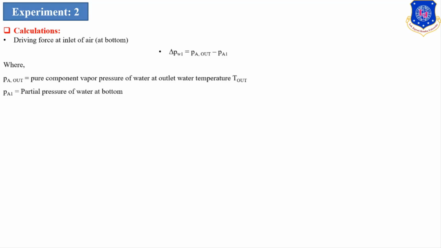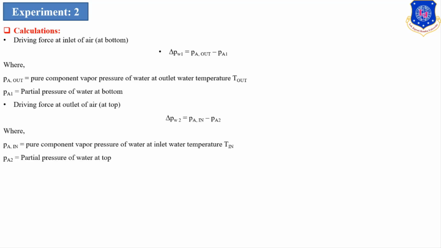After this, we can calculate the driving force at inlet of the air at the bottom, that is PW1, which is equal to PA out minus PA1. Here PA out will be the pure component vapor pressure of water at the outlet water temperature, that is T out, and PA1 will be the partial pressure of the water at the bottom. The driving force of the outlet air at the top will be PW2, equal to PA in minus PA2, where PA in will be the pure component vapor pressure of water at inlet temperature T in, and PA2 will be the partial pressure of the water at the top. Then the mean driving force will be delta PWM, which is equal to delta PW1 minus delta PW2 upon ln of delta PW1 upon delta PW2.